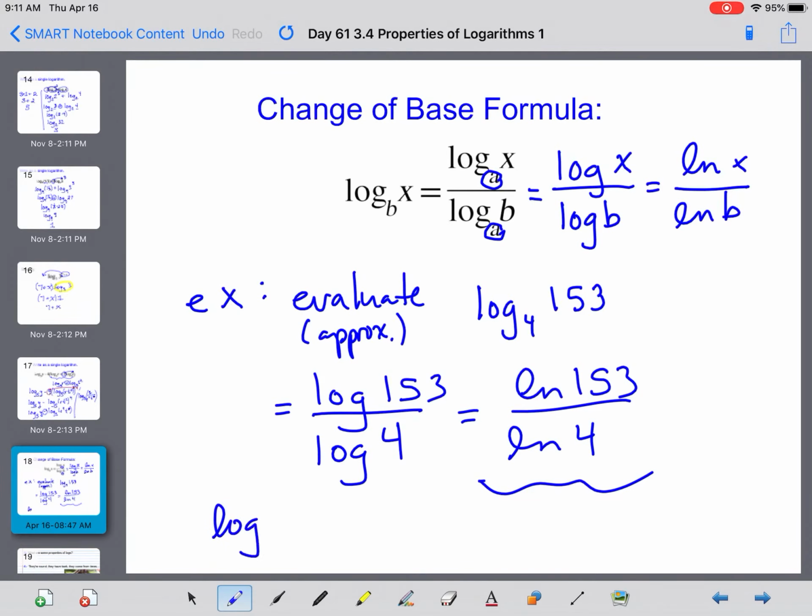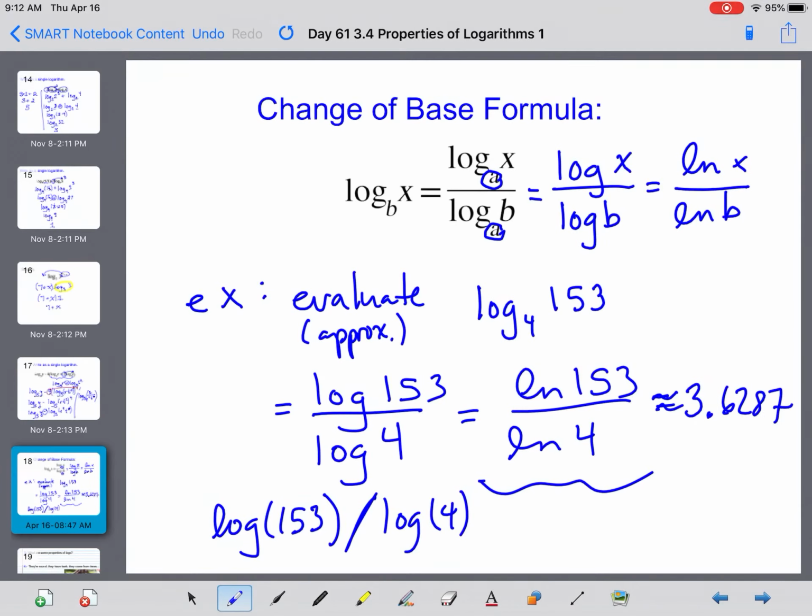Again, you need to be really, really careful. So whichever one you type in, you need to make sure you close that parenthesis, and then you can hit your divided by, and then you're going to have log of 4. So go ahead, try typing this in. Nothing hurts more than having a right calculation, but just an incorrect user error with using the calculator. So when I type this in, I get approximately 3.6287.